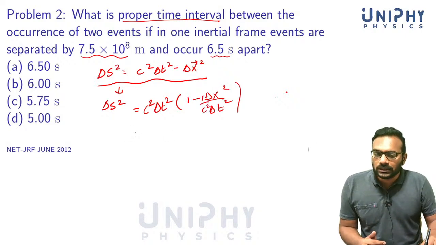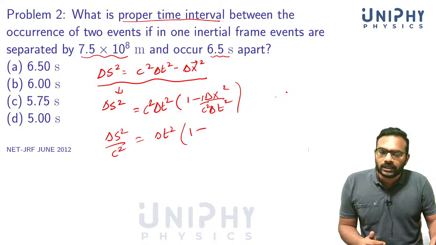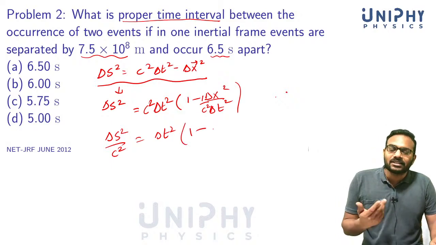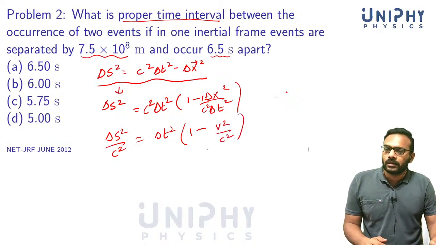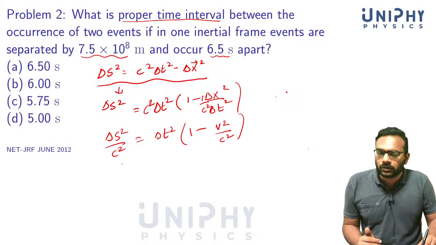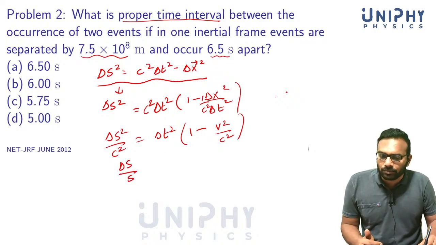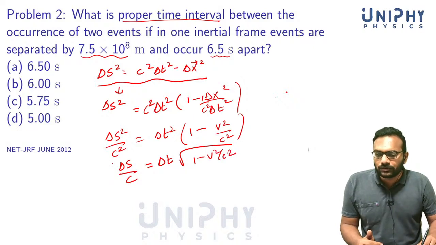Okay, now what is this? You see that delta s square by c square is equal to delta t square multiplied by 1 minus, what's this delta x by delta t? That's a velocity, alright, so that is v square by c square. Now you see that we get back the expression for proper time, because if you take square root on both sides, you see that delta s by c is equal to delta t square root of 1 minus v square by c square. Right. So we can use this formula now.